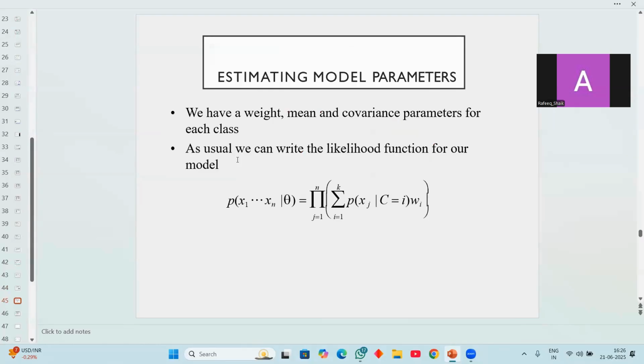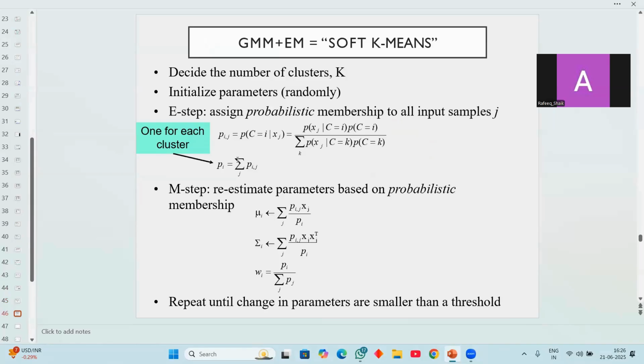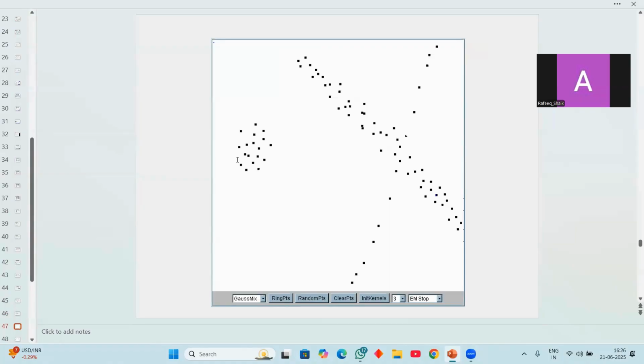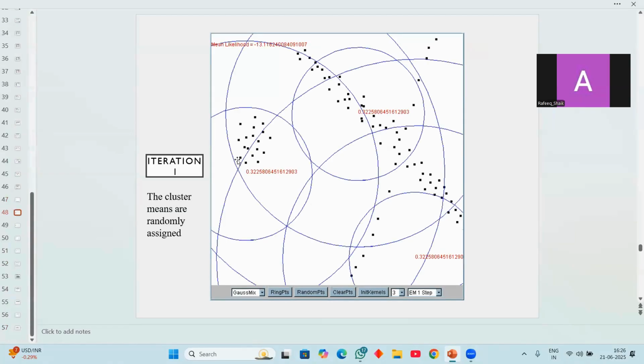Estimating the model, we see the estimated parameters by using the formula, and after GMM plus EM, soft k-means came in. We have hard k-means and soft k-means, so we talk about hard clustering and soft clustering. We can see the clusters relative to each other, and finally we can see the division of the cluster data.